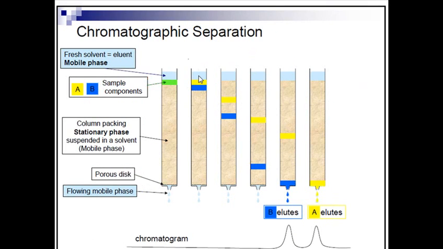Now let's move on. This is a chromatographic separation. For example, we have two samples, A and B, mixed together to make a mixed sample. And here we also have the mobile phase. Mobile phase, for example, is hydrophilic, so it's water, for example.